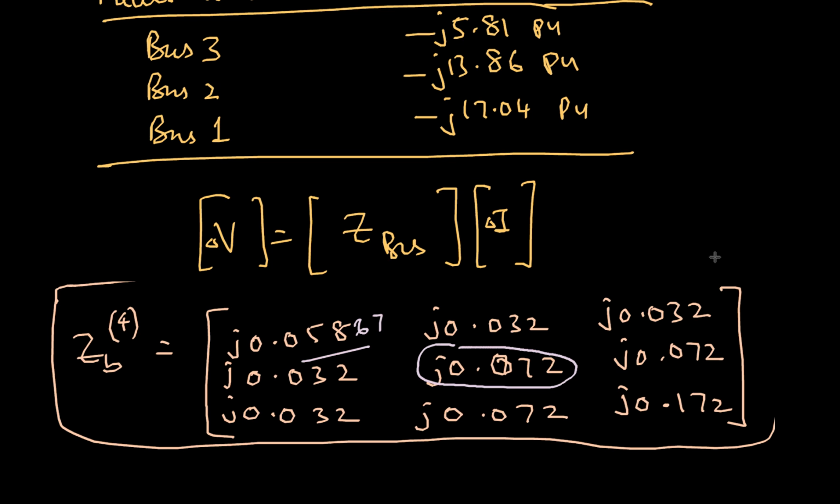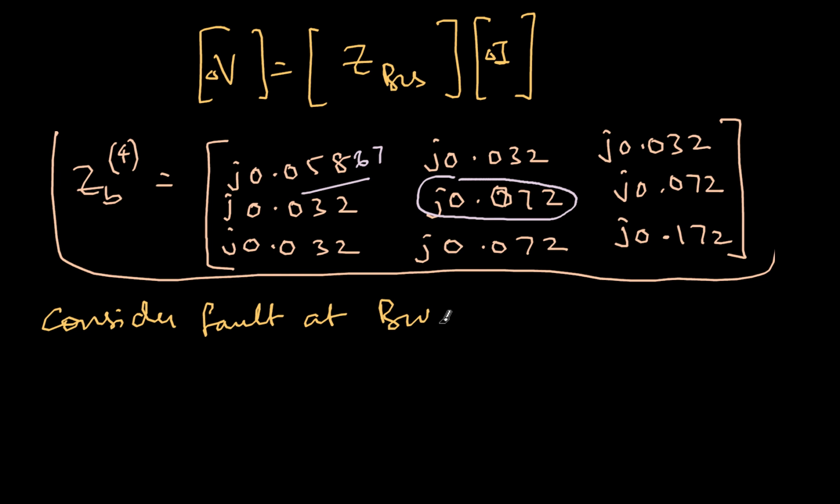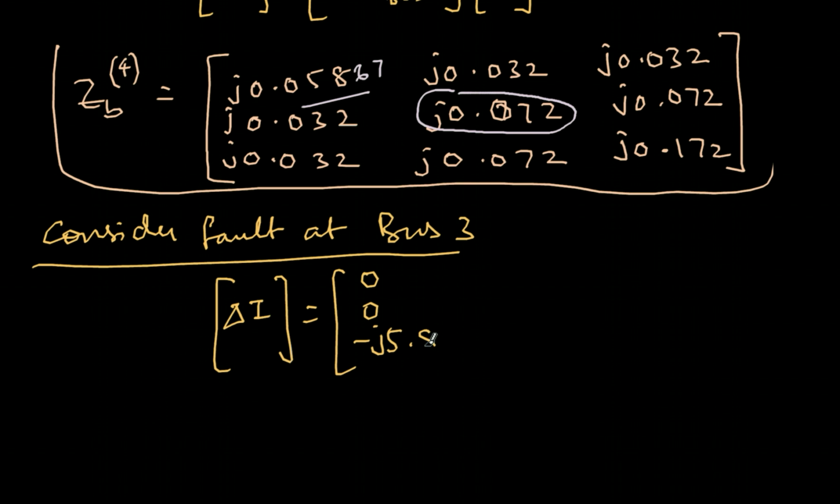Now this part I'll just delete. Now what is delta I? Consider a fault at bus 3. When there is a fault at bus 3, the fault currents will be like this, delta I, or fault voltages. First I'll write the fault currents: 0, 0, and here it was minus J 5.81 per unit.